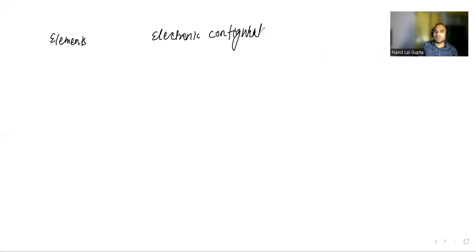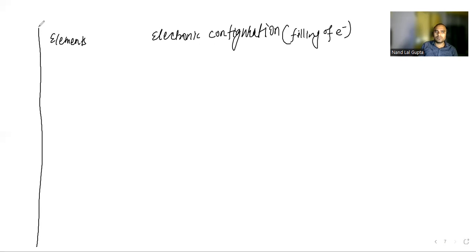If you talk about electronic configuration, it means filling of electrons. This is filling of electrons. Let us try to understand this one.